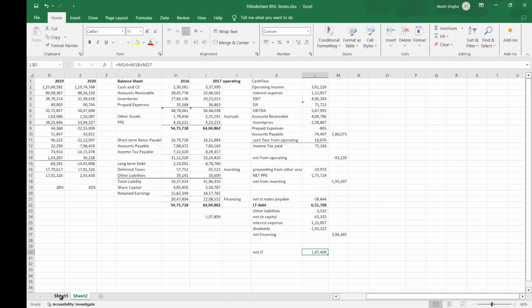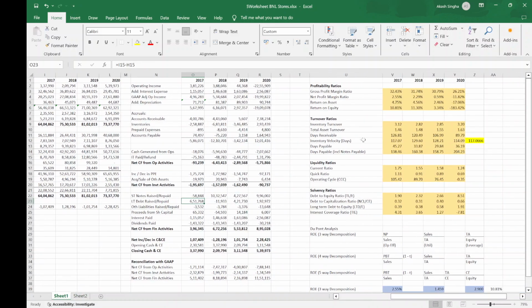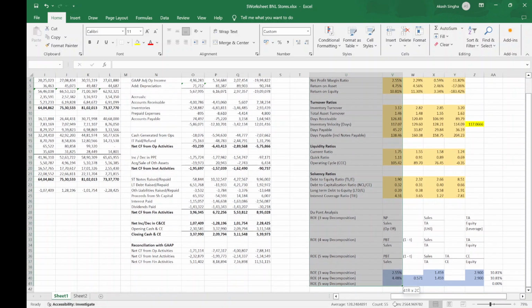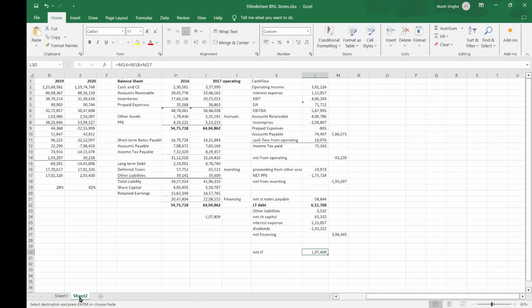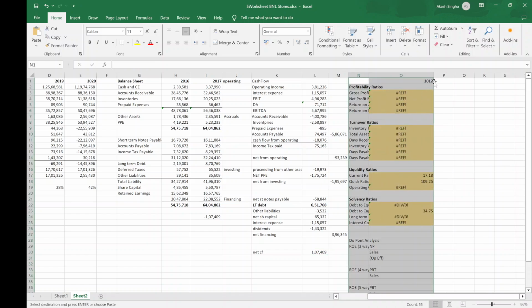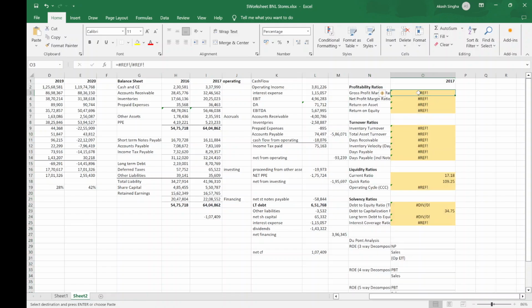Now I think there were some ratios, right? Let's try doing that. I'm just going to paste these values and delete the answers.